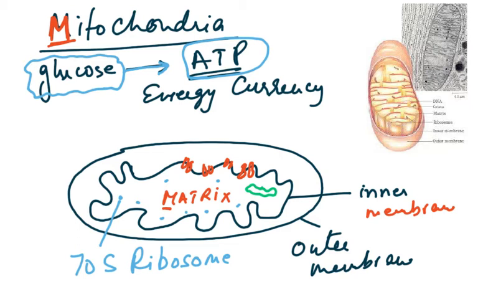So mitochondria: outer membrane, inner membrane. The inner membrane is folded and has proteins embedded in it. The liquid part, or the gel part, inside is called the matrix. It also has its own loop of DNA. Now, if it has DNA and if it has ribosomes, that means it can make its own proteins.